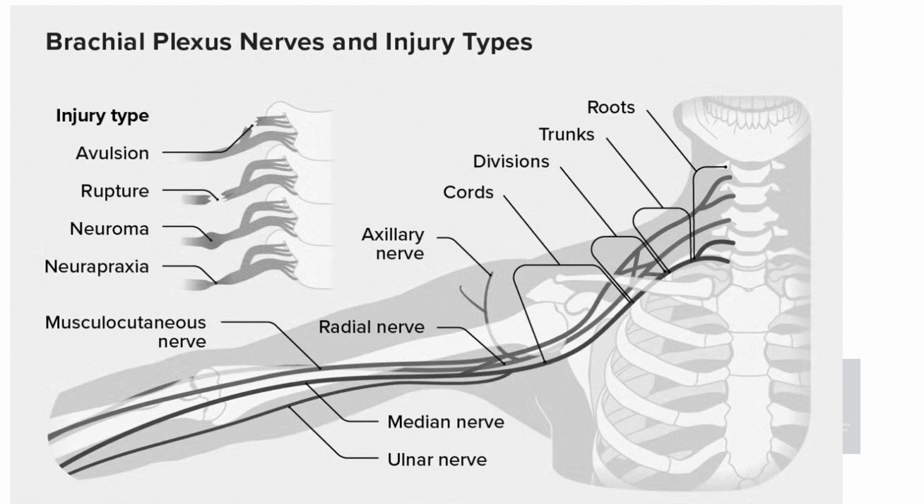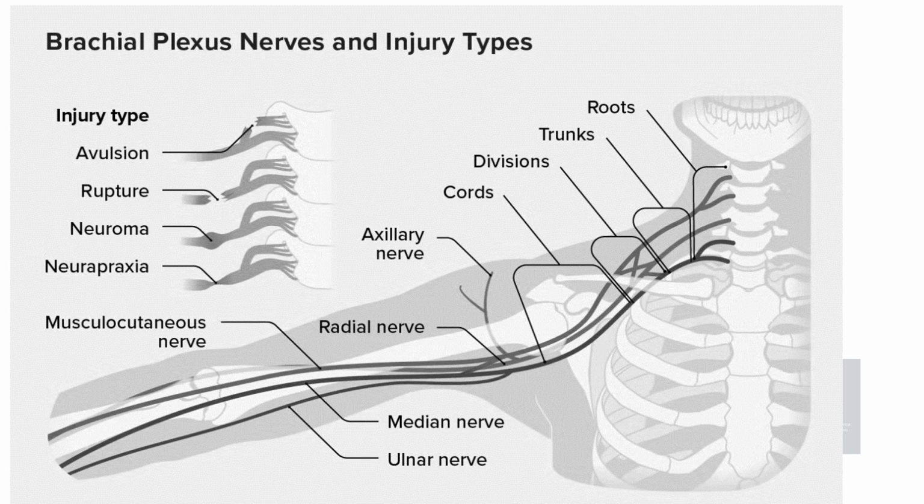Injuries to these nerves can vary in severity. A neuropraxia is a mild injury where the nerve remains intact and usually recovers on its own. A rupture involves a partial tear of the nerve, while a neuroma forms when a damaged nerve attempts to heal but creates a painful mass.